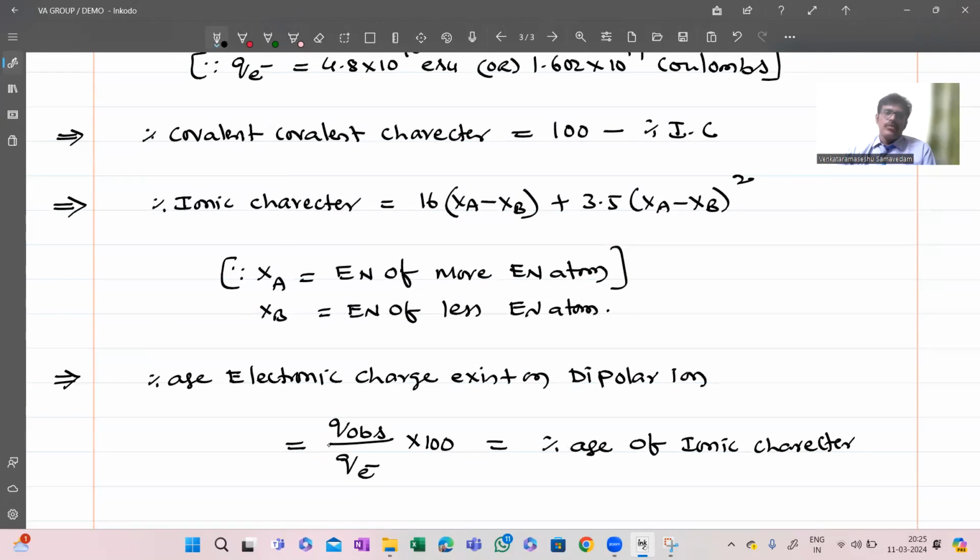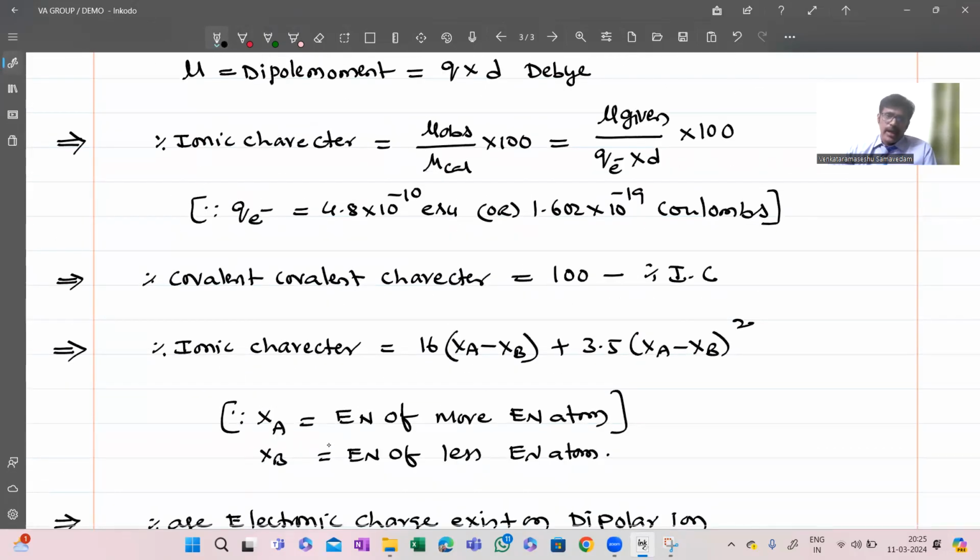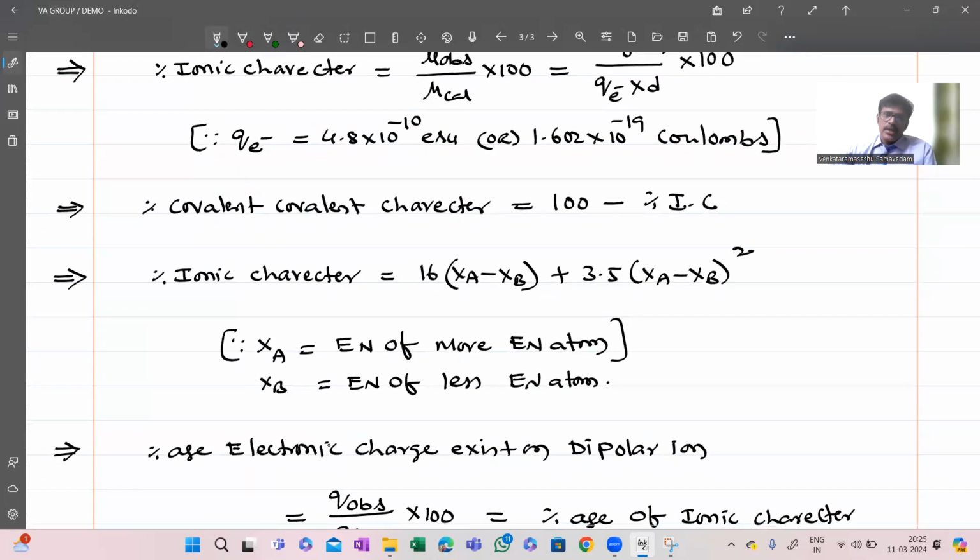Very simple. If you want to find out the percentage of electronic charge, directly you can calculate it by using the percentage of ionic character. Sometimes the percentage of ionic character is directly equal to the percentage of electronic charge existing on the dipolar ion.